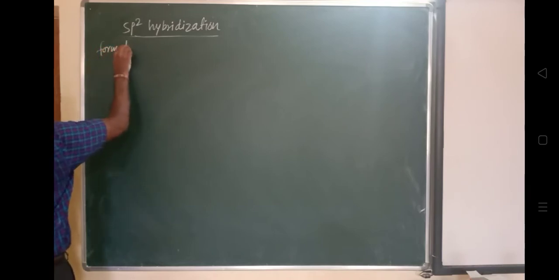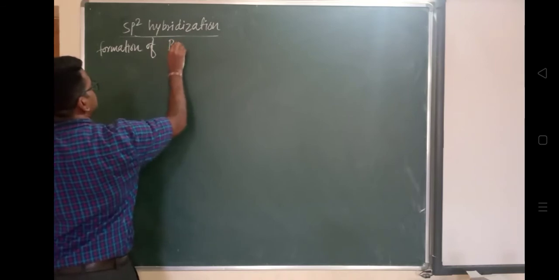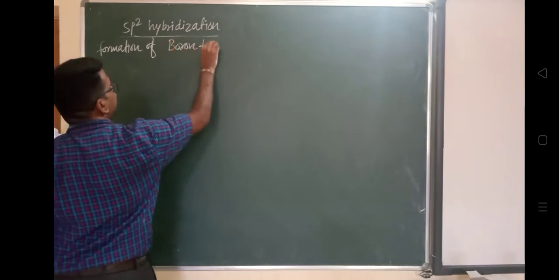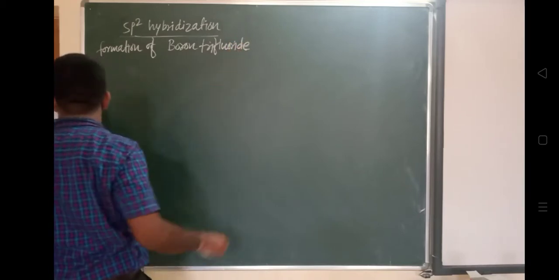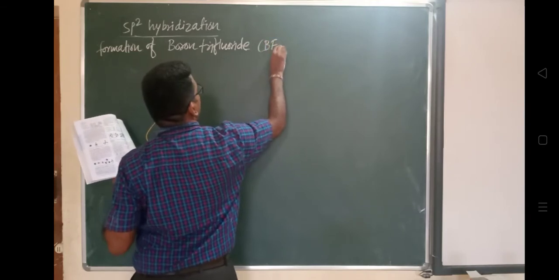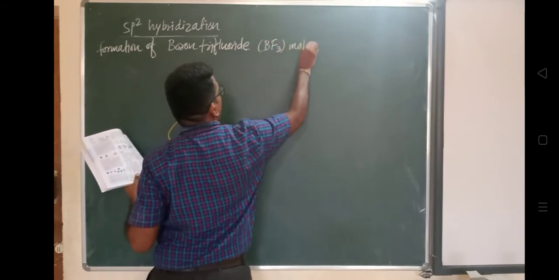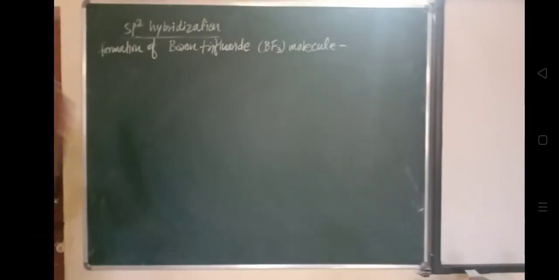So its geometry is triangular planar, which can be explained on the basis of sp2 hybridization. In sp2 hybridization the geometry comes out like this, triangular planar. We have just seen it, and I showed you this earlier as well. The sp2 hybridized orbitals here have triangular planar geometry.